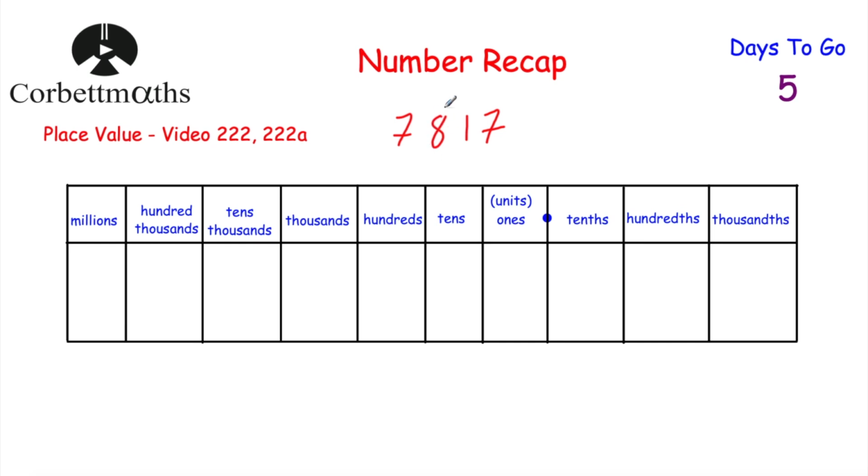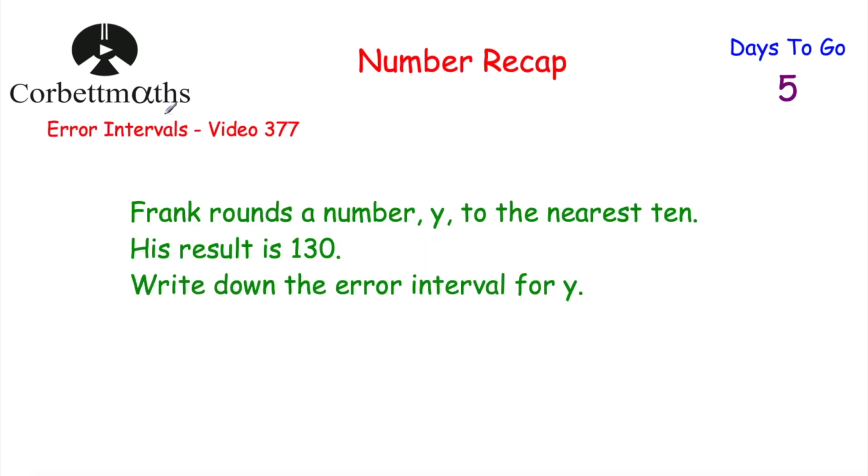And obviously, because it's in the hundreds column, the answer would be 800, and so on. So make sure you're confident with your place value. Also, make sure you're confident with error intervals.